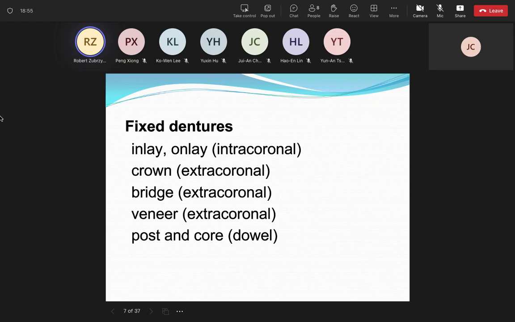And fixed denture we can divide also into extracoronal, intracoronal, or dowel. So intracoronal are usually inlay, onlay, overlay, pinlay, etc. So it's only in the crown. Or extracoronal, like crown, bridge, veneer, and of course dowel, post, and core.